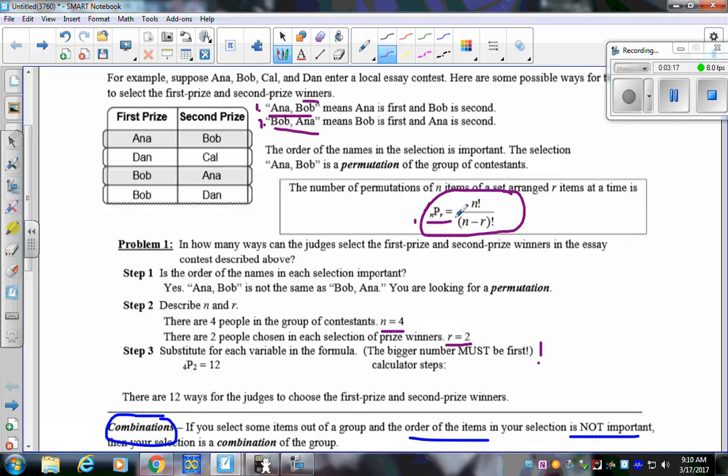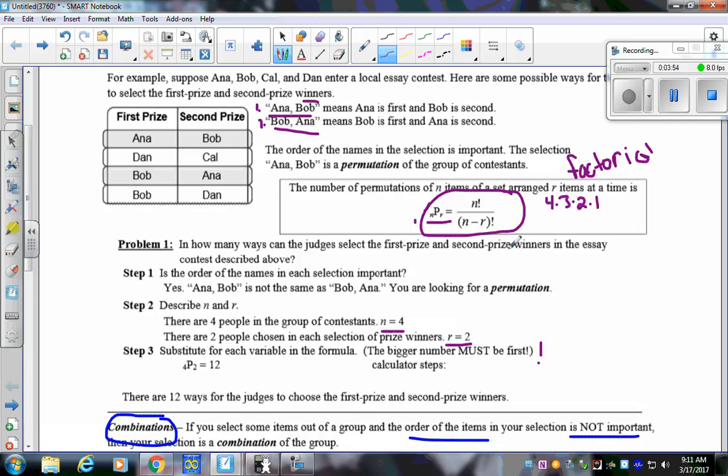Now, what it means in regards to our formula, we see this exclamation point. And while that means, yes, n, and we're super excited, actually the exclamation point stands for what's called a factorial. Okay, and what it is, it's the number and the product of all the numbers behind it down to 1. Meaning, in my example here, my n is 4 because I'm picking from 4 different people, Anna, Bob, Dan, or Cal. And so that would be 4 times 3 times 2 times 1.